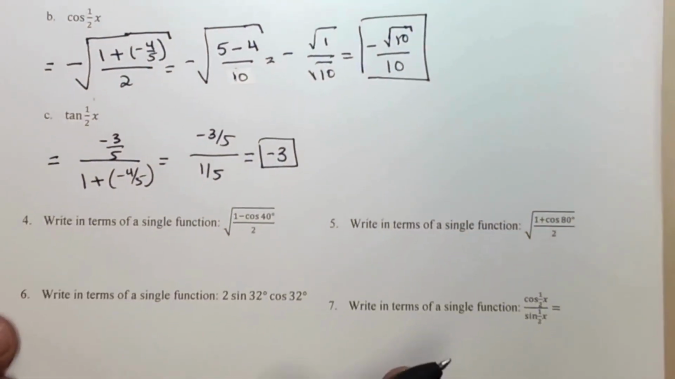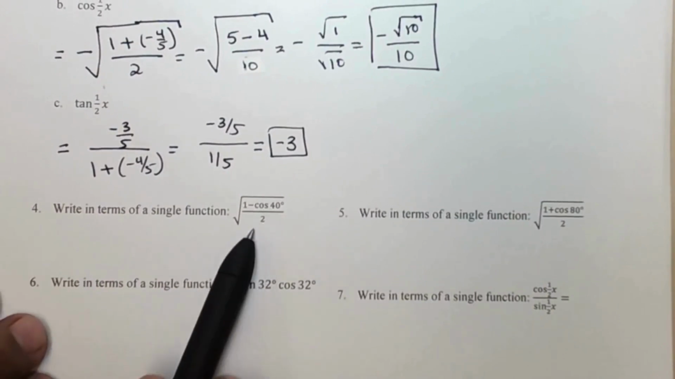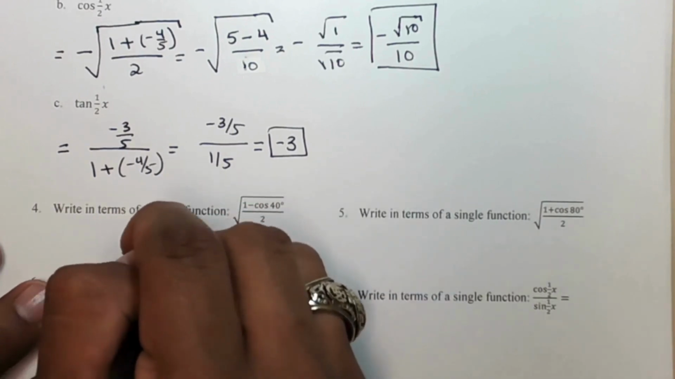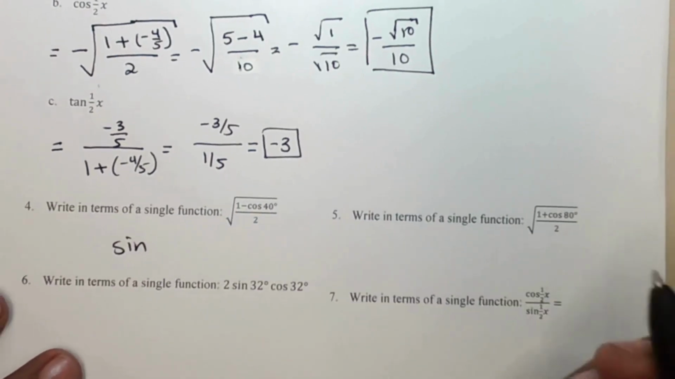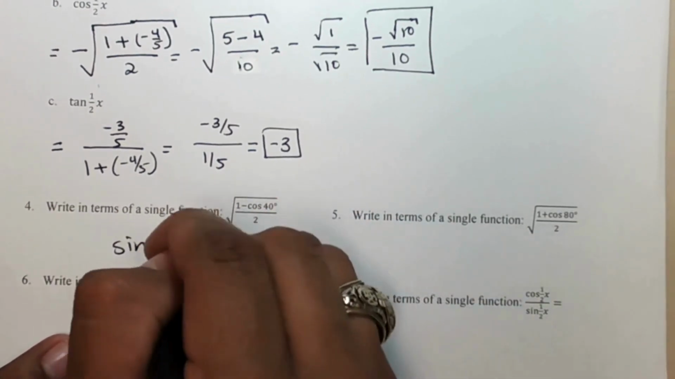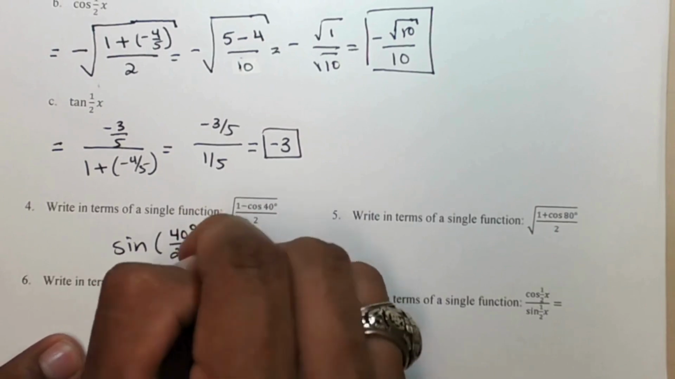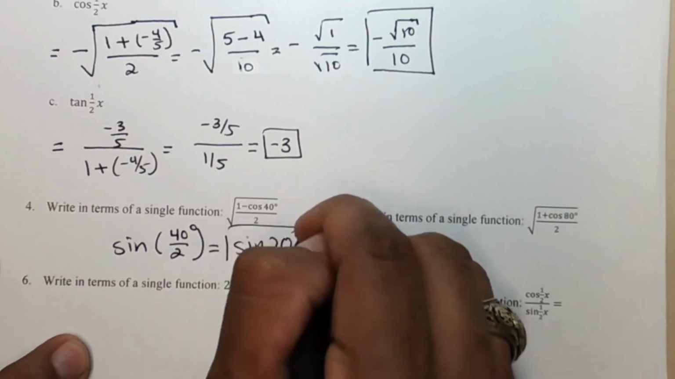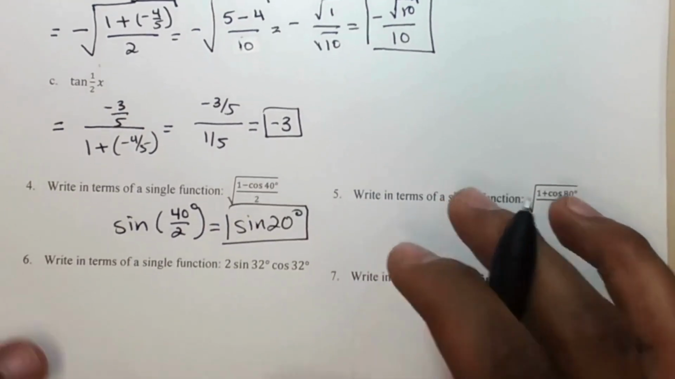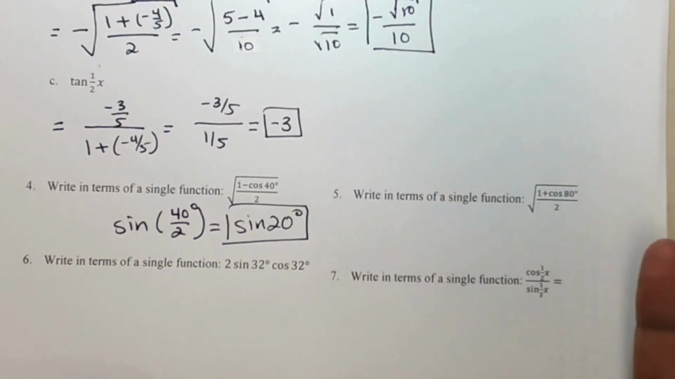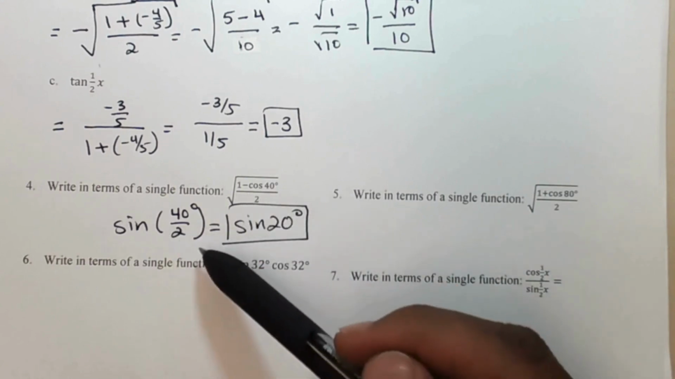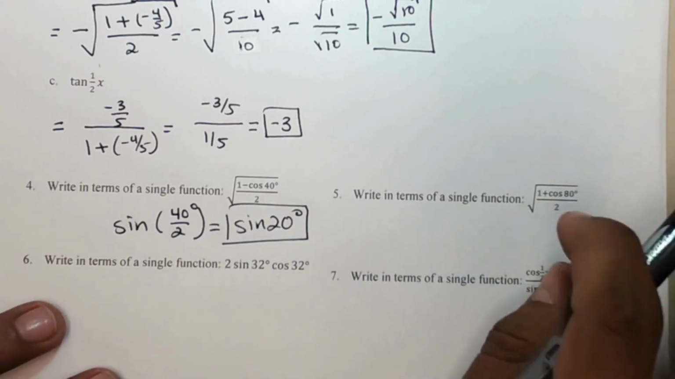All right. Well, what if we wanted to write this into a single function? Well, since it's 1 minus cosine, it's going to be sine because, again, subtraction, sine, both s. My angle is 40, so I need to half that 40. So we end up getting that sine of 20 degrees. So remember that in your worksheet, you have answers at the bottom of the worksheet. So don't just go from here to here. Show some work on how you went to sine of 20.